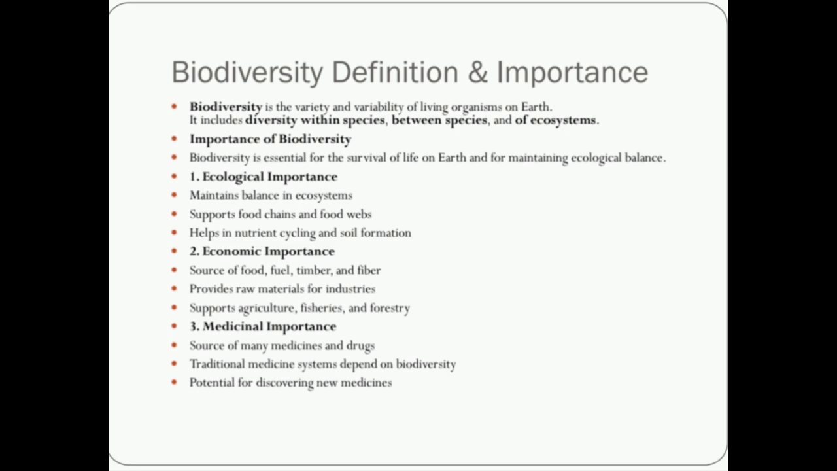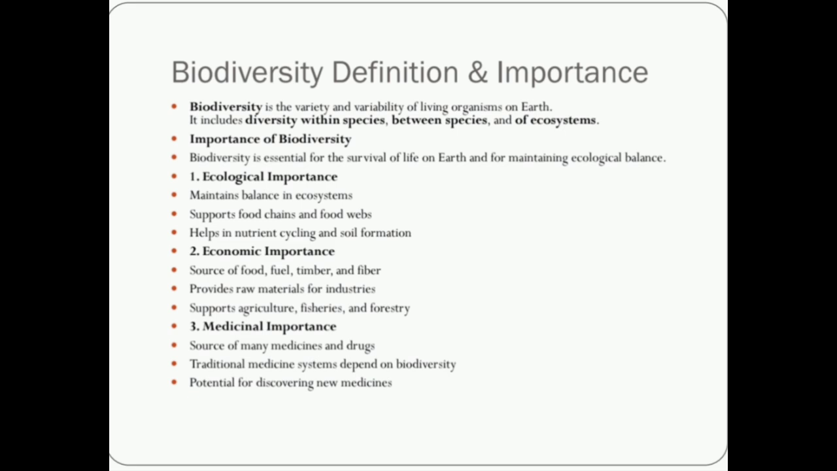For example, ecological importance. It maintains balanced ecosystems, it supports food chains and food webs, it helps in nutrient cycling and soil formation. It also has a significant role in economic importance. It is the source of wood, fuel, timber, and fiber. It provides raw materials for industries. It also supports agriculture, fisheries, and forestry.